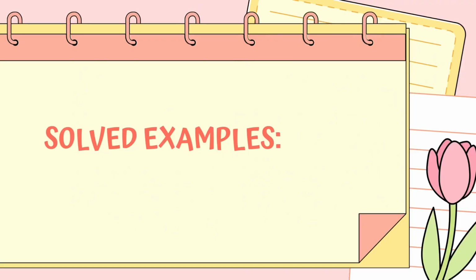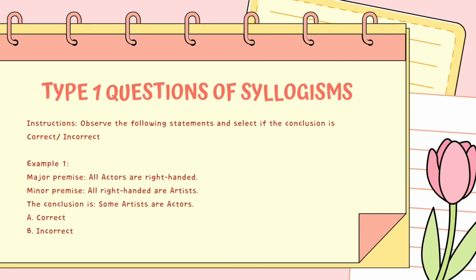Let's solve for examples. There are 3 types of questions in syllogisms. So the first type is, the major premise, all actors are right-handed. For the minor premises, all right-handed are artists. The conclusion is, some artists are actors. It is correct or incorrect?